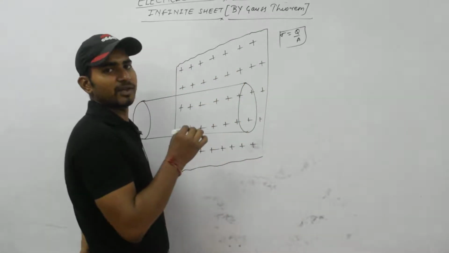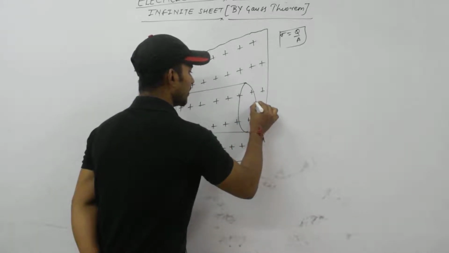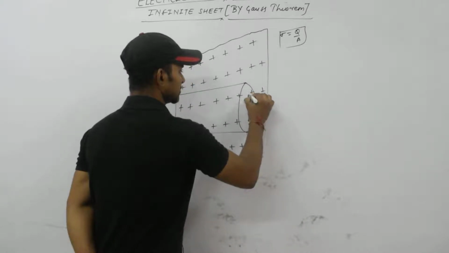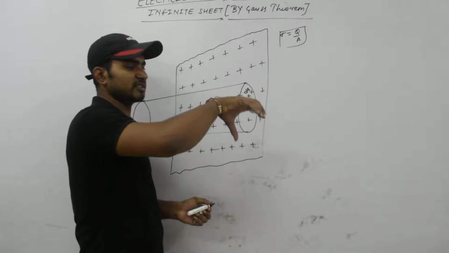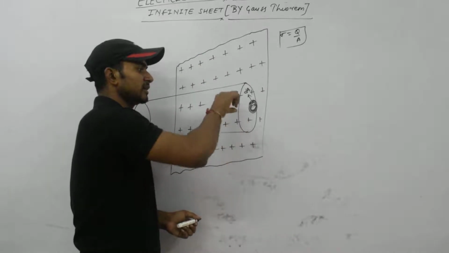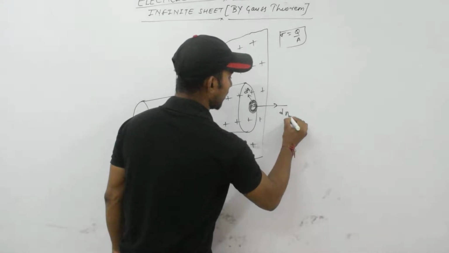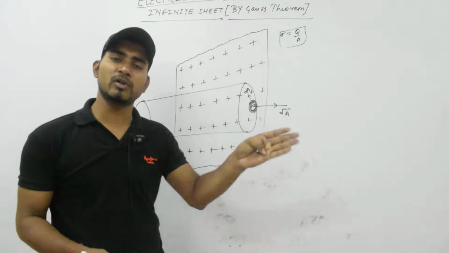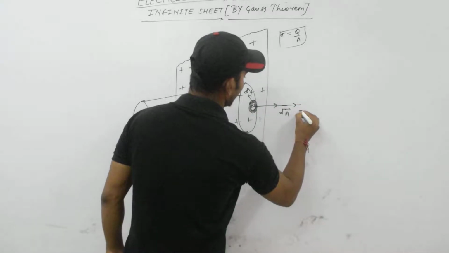Now, in this Gaussian surface, on the boundary of it, let's suppose I consider a small area dA. As we know that this Gaussian surface is perpendicular to the surface of this sheet, its area vector will be perpendicular outward. Now, since the positive charge distribution is there, the field pattern will also be radially outward, perpendicular outward. So, this is the direction of E also.